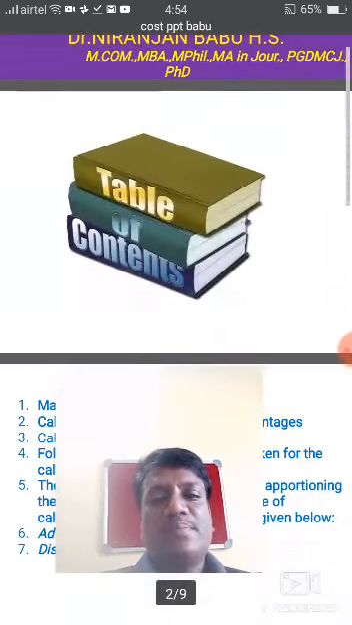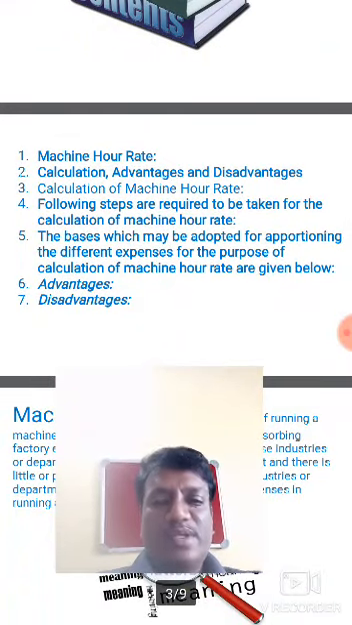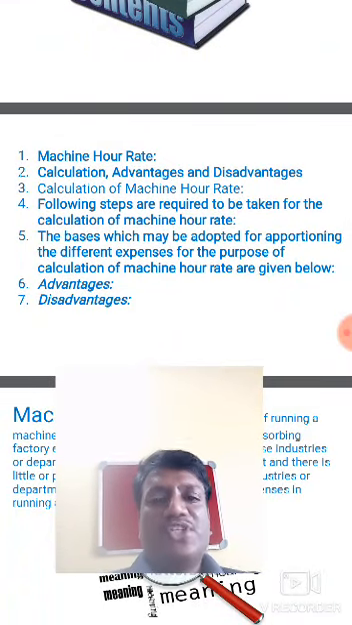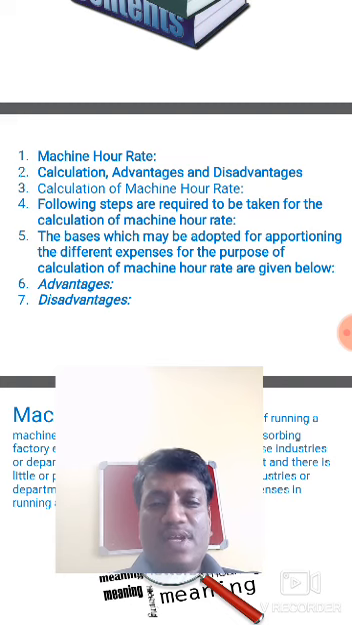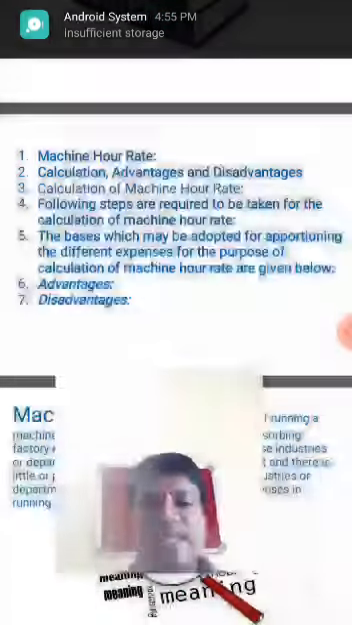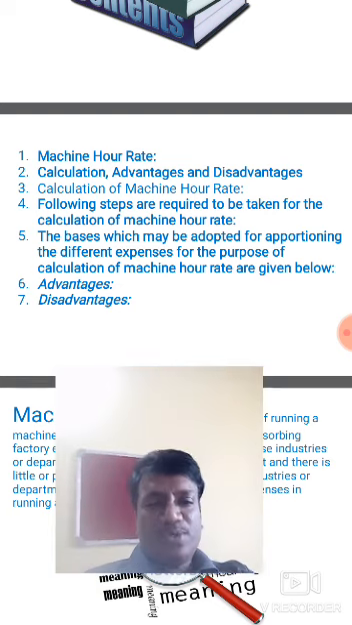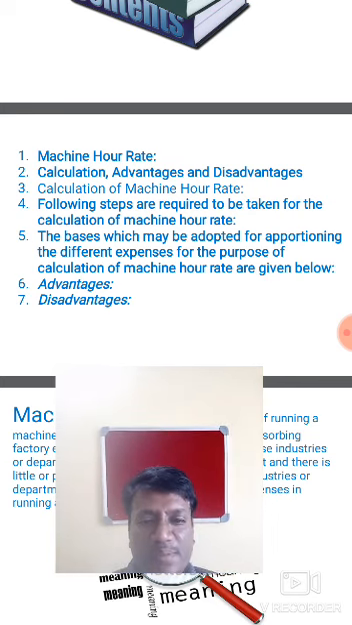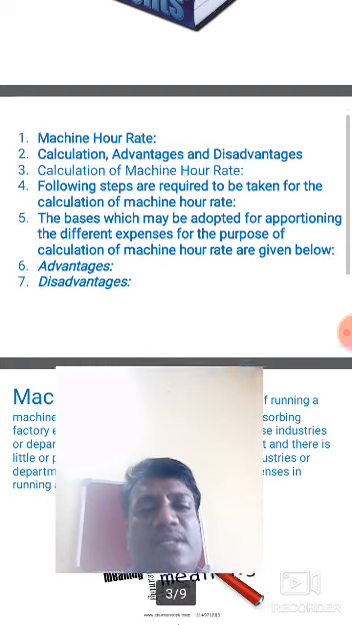What are the contents of this presentation? Once the presentation is over, you will be in a position to understand what is meant by the term machine hour rate, how to calculate the machine hour rate, and what the advantages and disadvantages of machine hour rate are. We will also see what format is prescribed, what steps are required to be taken for the calculation of the machine hour rate, and what different bases may be adopted for the apportionment of the different expenses for the purpose of calculating machine hour rate. That will be discussed, along with the advantages and disadvantages.